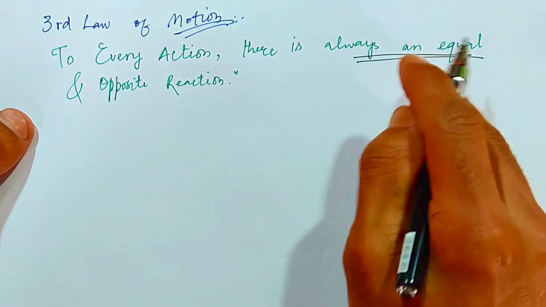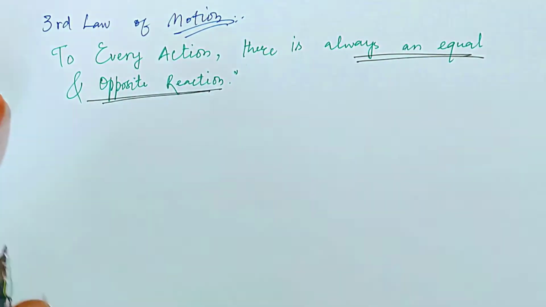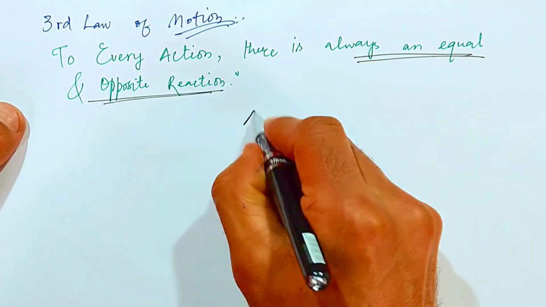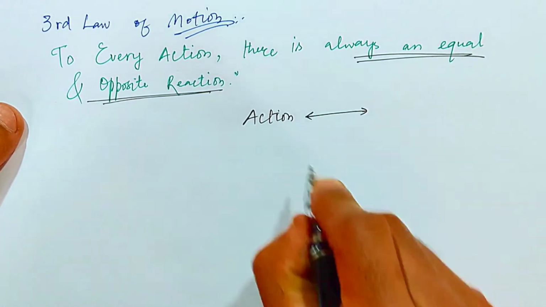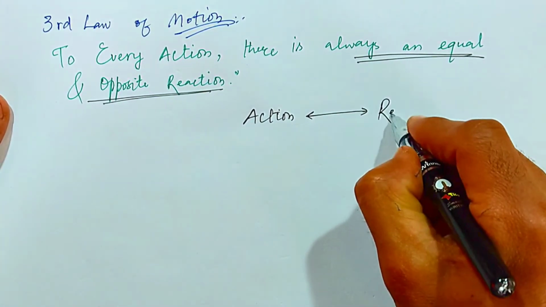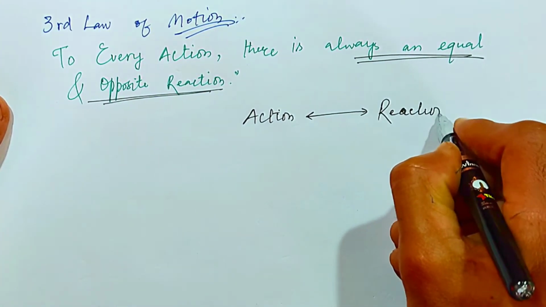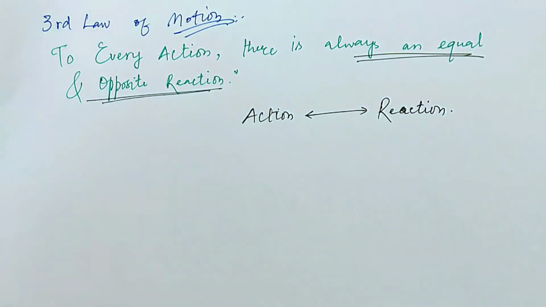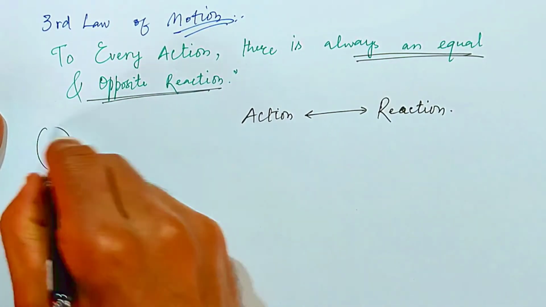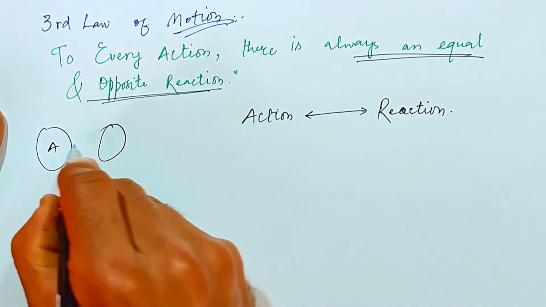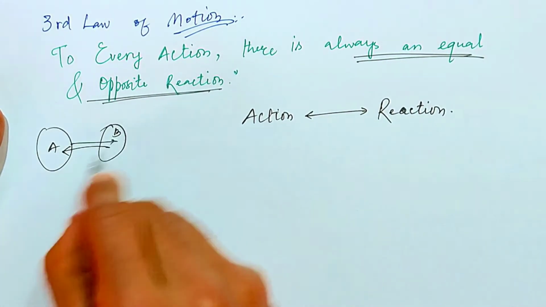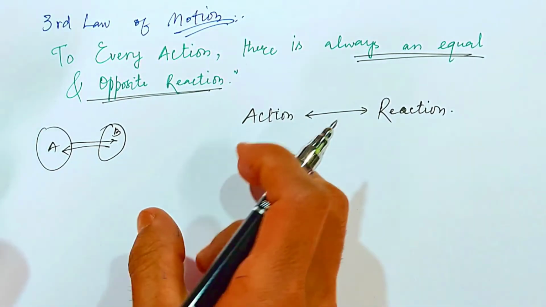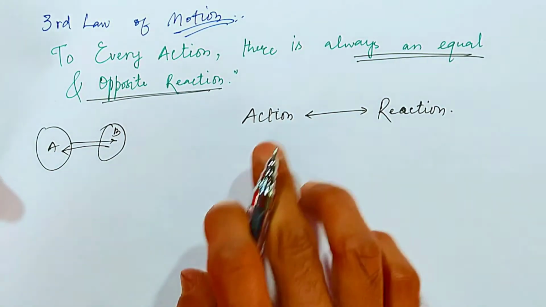These two terms: there is always an equal and opposite reaction. So to every action, there is in turn a reaction. A reaction is generated in the back. The third law says that if a body A applies some force on body B, then in turn B applies a force on A, but that will be equal but in the opposite direction.